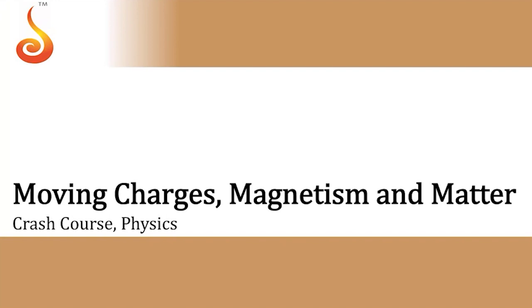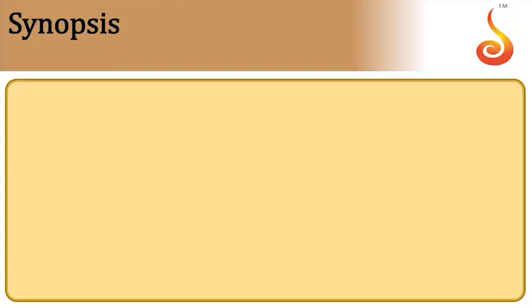The chapter for our discussion today is Moving Charges, Magnetism and Matter. Here we discuss two basic ideas: the effects of electric current, that is, the magnetic effects of electric current, and also the mechanical effects of electric current. And of course we will take up the discussion of magnetism associated with matter as well. So, we will understand the basic concepts, and we will familiarize ourselves with the equations.